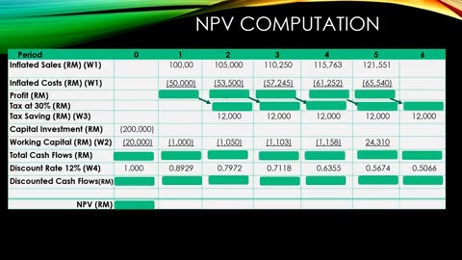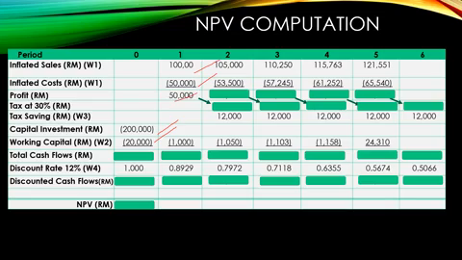Once you have computed the inflated sales, inflated cost, the tax saving amount, the working capital, and also discount rate, now you can compute the net present value of the project. I will start with the period 0 first, where you need to include information of capital investment, that is cash outflow of 200,000 ringgit, and working capital cash outflow of 20,000 ringgit. For period 1, the inflated sales is 100,000 ringgit and the inflated cost is 50,000 ringgit. So the profit will be 50,000 ringgit.